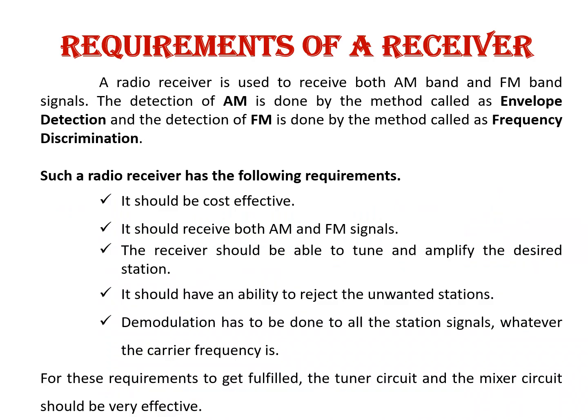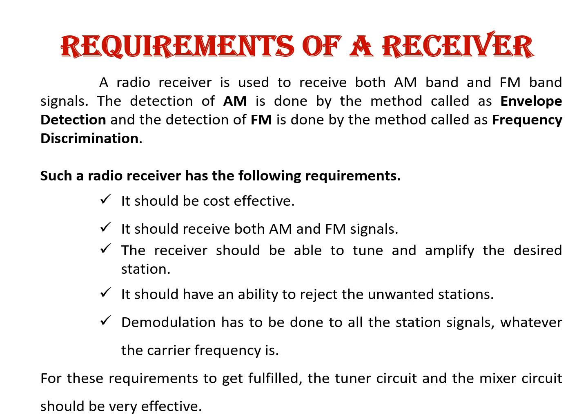Before going to the topic of heterodyning in a receiver, we have to know the basic requirements of any receiver. A radio receiver is used to receive both AM and FM of corresponding bandwidth. The detection of AM is done by the method called envelope detection, and the detection in FM is done by the method called frequency discrimination.